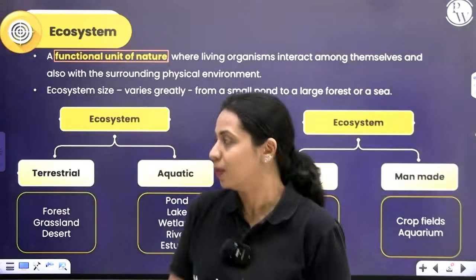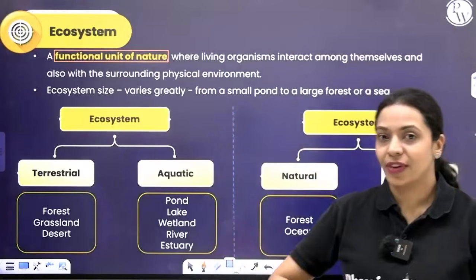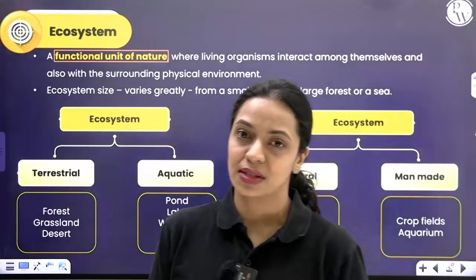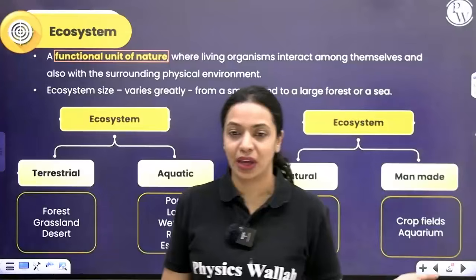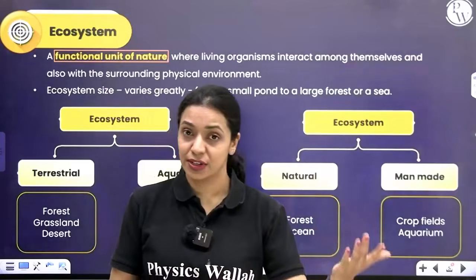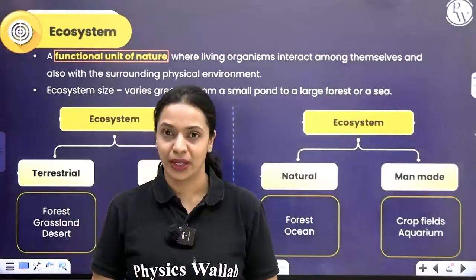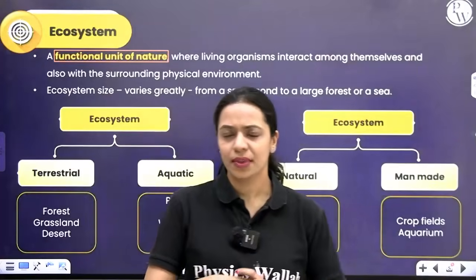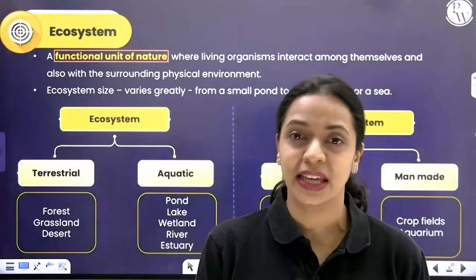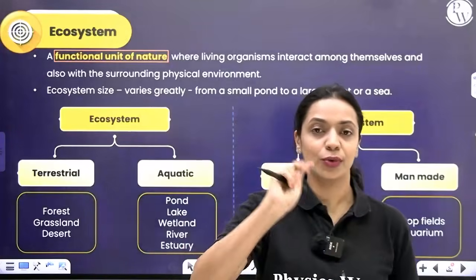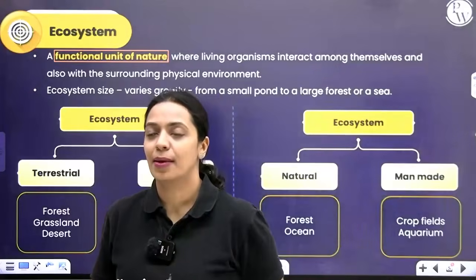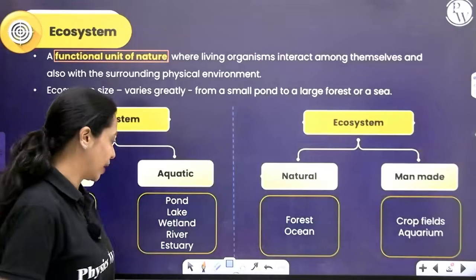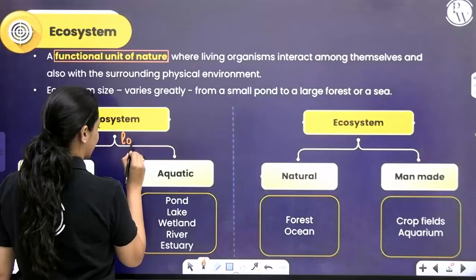All right. Now, the size of an ecosystem varies greatly. Something as small as an aquarium also can be considered as an ecosystem. Something as large as a desert also can be considered an ecosystem. Forest is also an ecosystem. A garden is also an ecosystem. So there is no specific size that an ecosystem should have. There are many different ways of classifying ecosystems. We have to learn about 2 such classifications. In the first type of classification, we will classify ecosystems based on where they are located, based on the location.